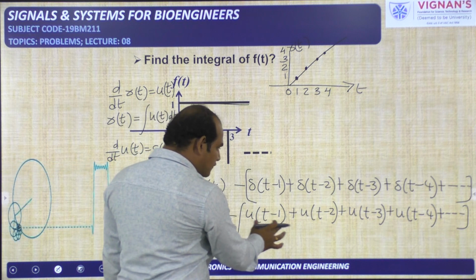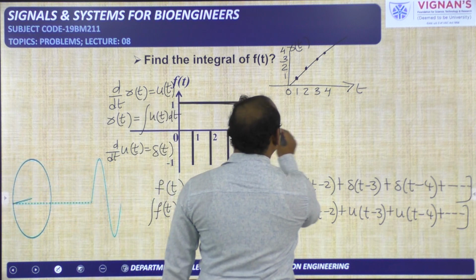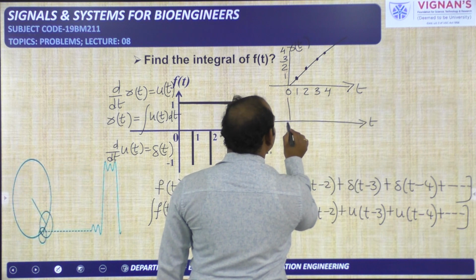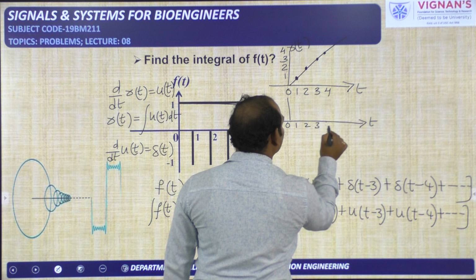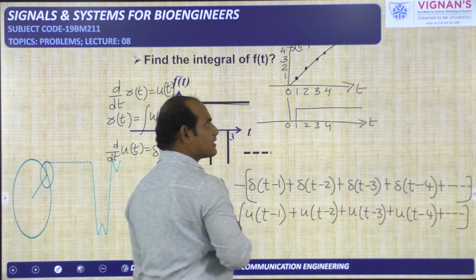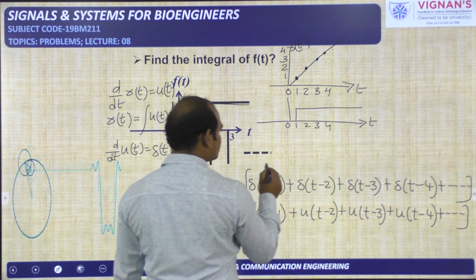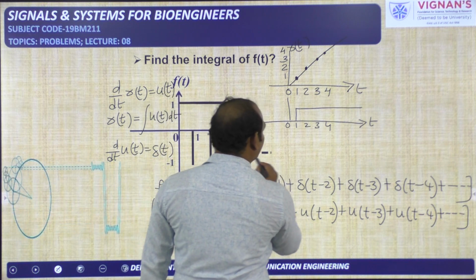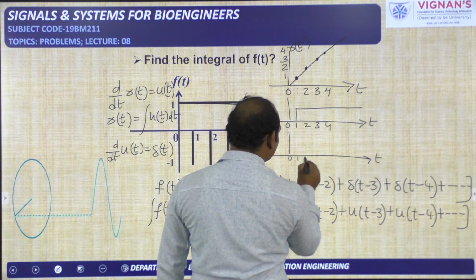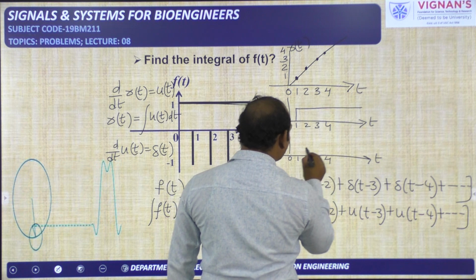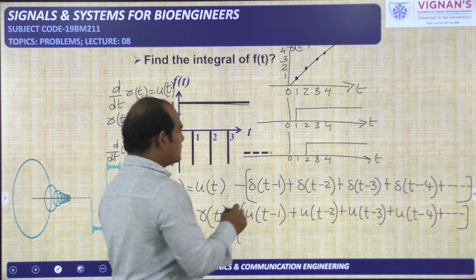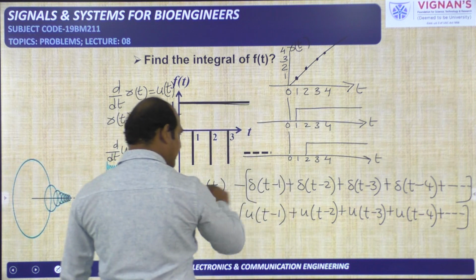Now u of t minus 1. This is 0, 1, 2, 3, 4, like this it is there. U of t minus 1 means u of t should be shifted right side by 1 second. So this is u of t minus 1. Next, u of t minus 2. 0, 1, 2, 3, 4. U of t minus 2 means u of t should be shifted by 2 seconds. Next, I am erasing this one.